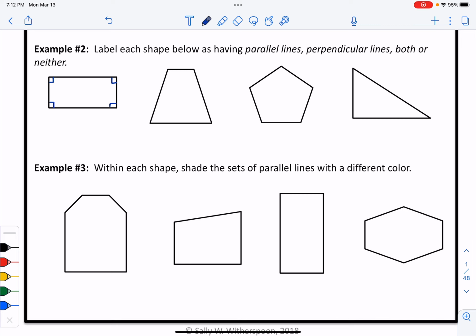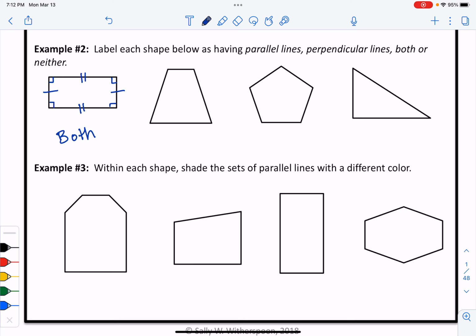Let's see if it has parallel. These lines right here are never going to touch. They're going straight up and down, never going to touch each other. So that's a set of parallel lines. These ones are also another set of parallel lines. So it actually has both, both parallel and perpendicular lines.